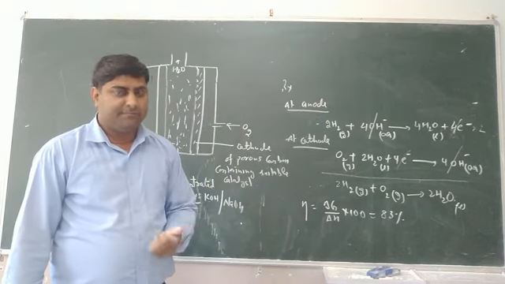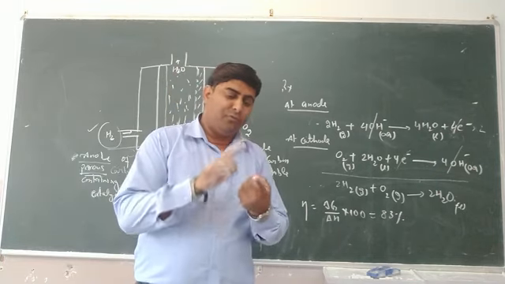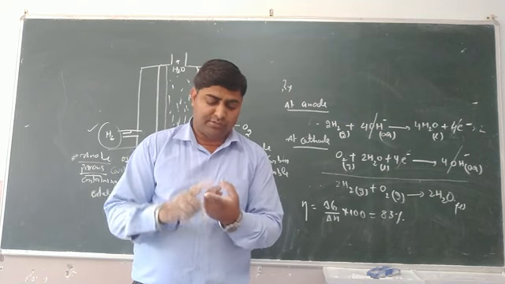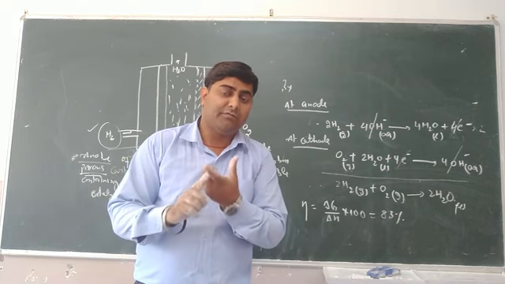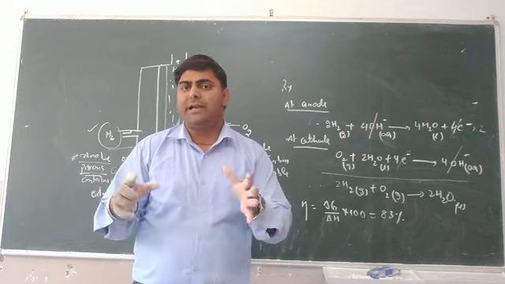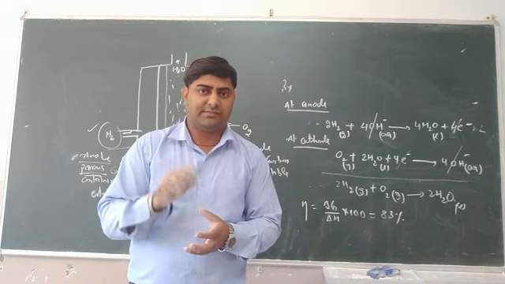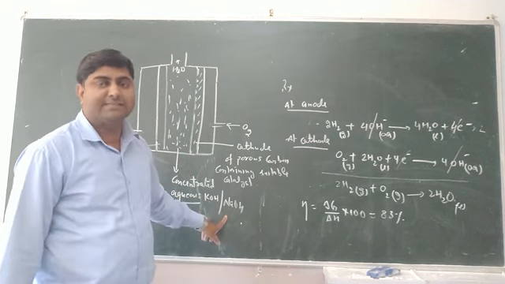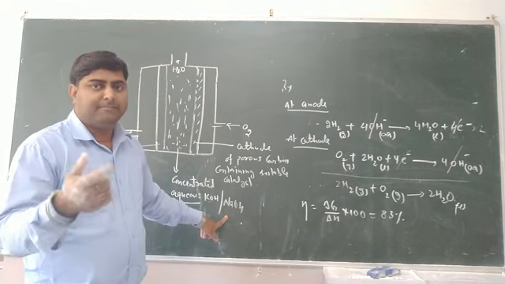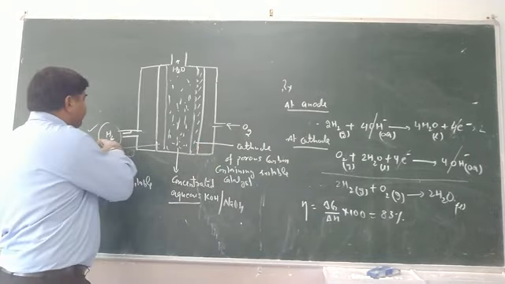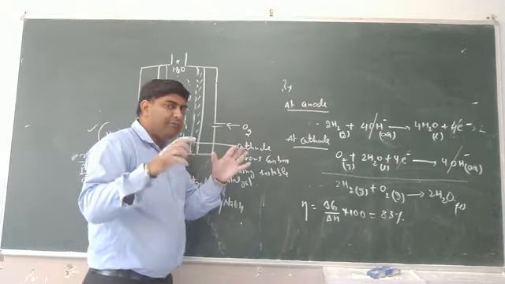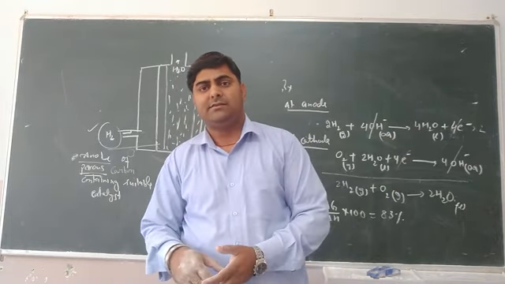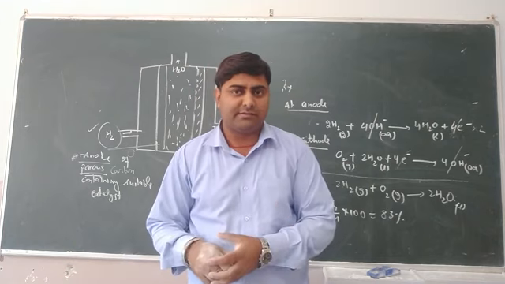Now, the advantages: this is a clean fuel, means it is a clean cell, it does not produce any kind of pollution. Second advantage, it has a very high efficiency. But it has some disadvantages. First, the corrosive nature of KOH and sodium hydroxide is difficult to maintain. Second, it requires a continuous supply of hydrogen and oxygen from the outside, which is quite difficult. Third, it is large in size, difficult to use in small apparatus.